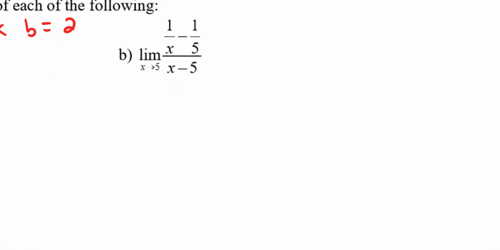So what can we do? Well, I'm just going to write it out one more time. So this is 1 over x minus 1 over 5, over x minus 5. I didn't change anything. I just kind of wrote it out by itself there. And again, I'm being lazy here, but I should be writing the limit as x approaches 5 on the left.